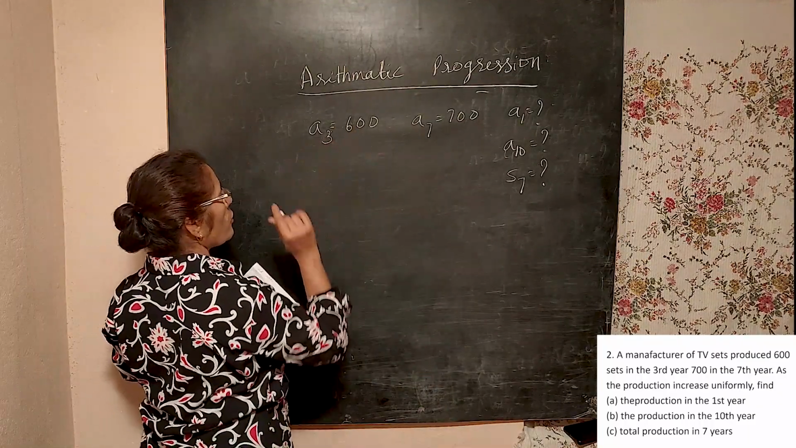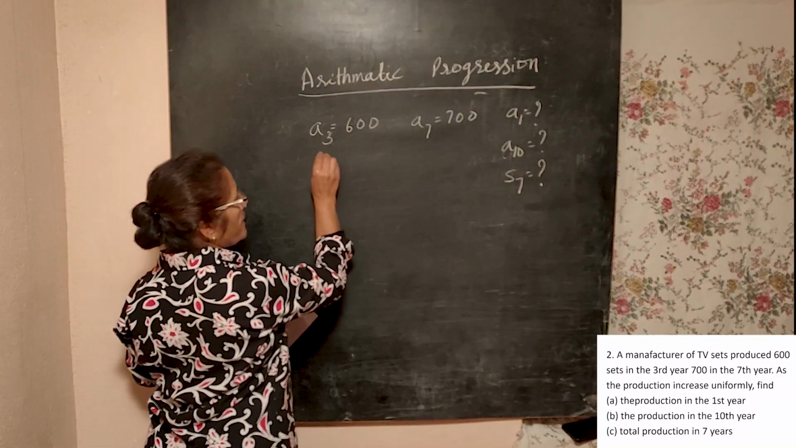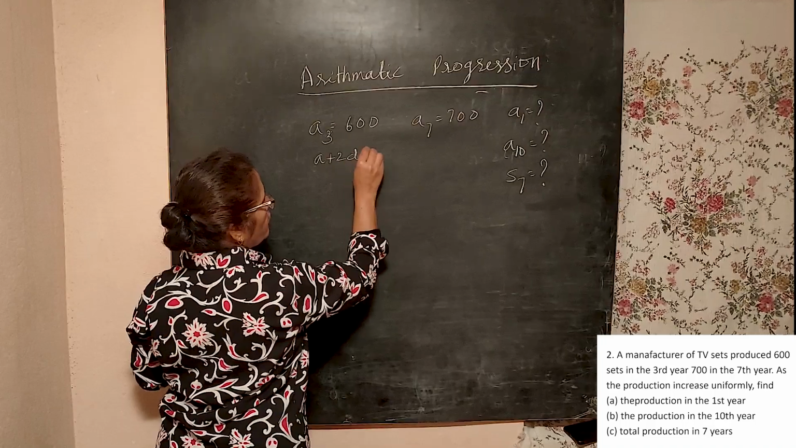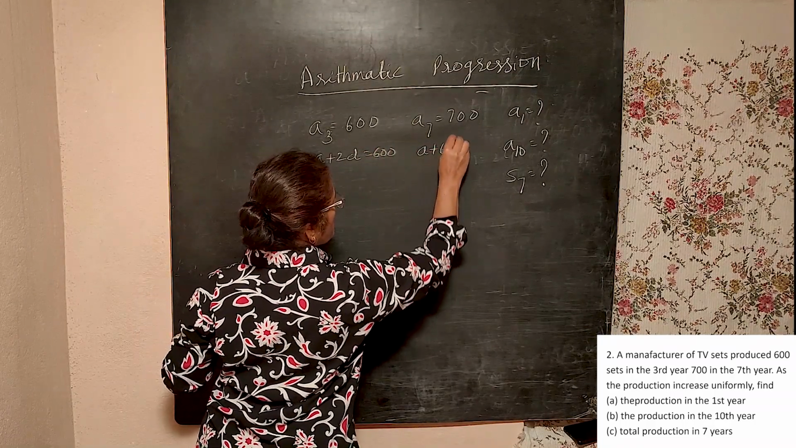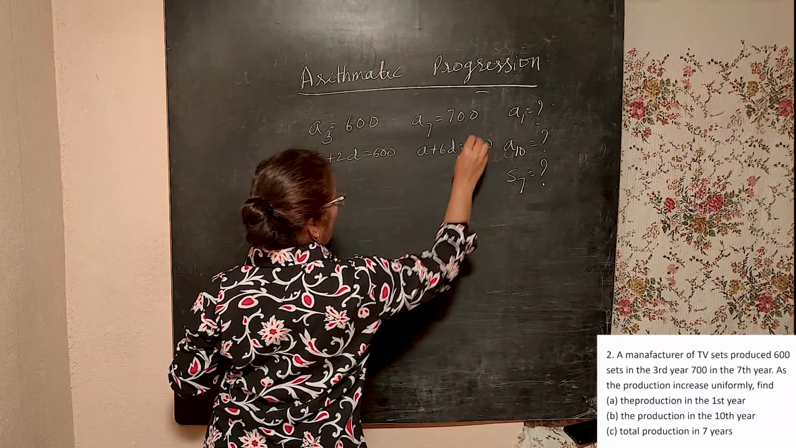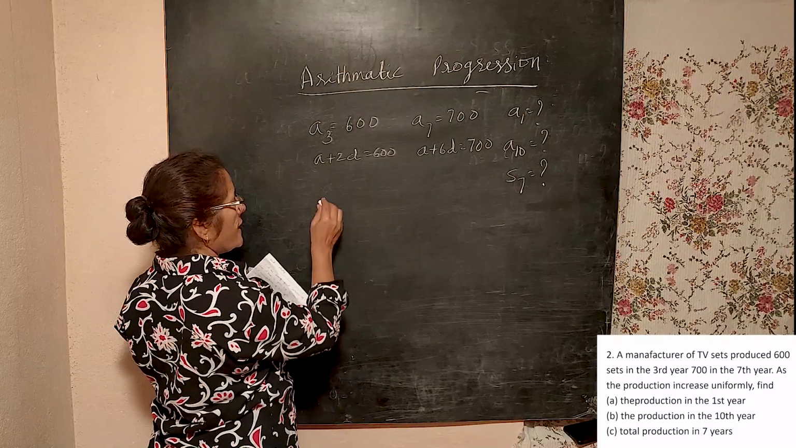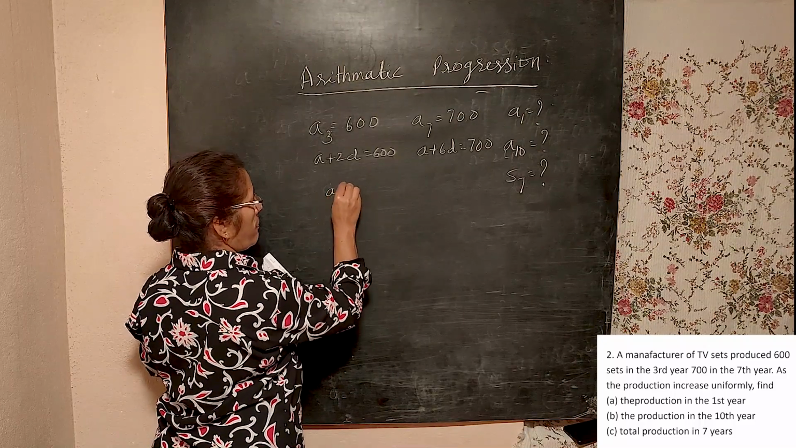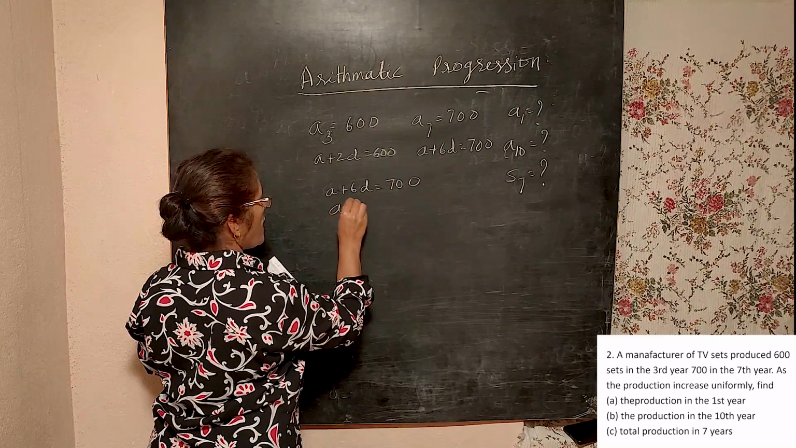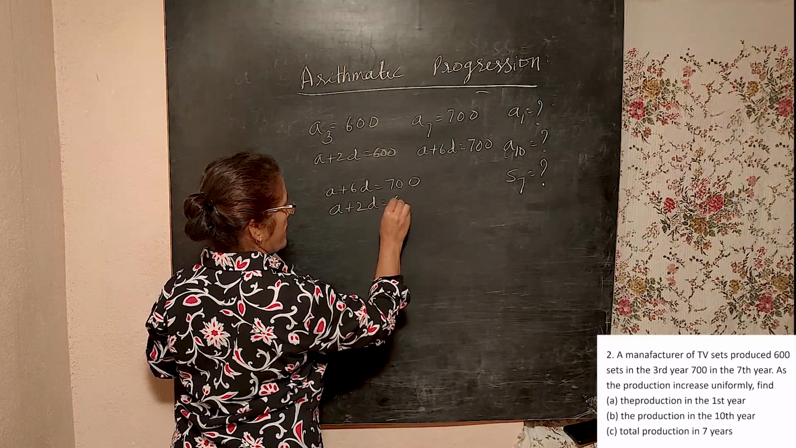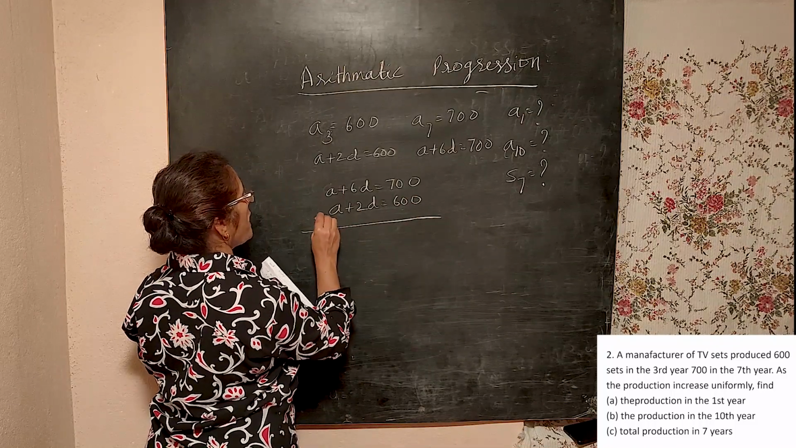Now A3 is equal to 600, A7 is equal to 700. What is A3? A plus 2d is equal to 600. What is A7? A plus 6d is equal to 700. Let me take these two as simultaneous linear equations and try to solve. A plus 6d is equal to 700, A plus 2d is equal to 600. We'll subtract. When you subtract, you change the sign.